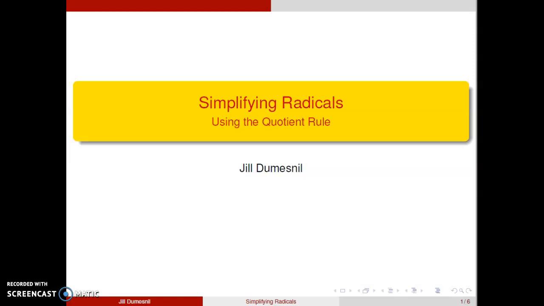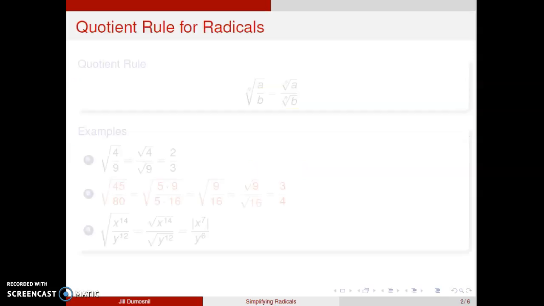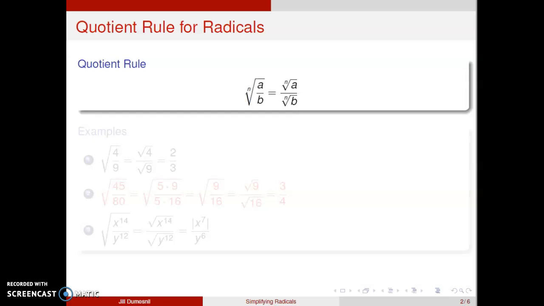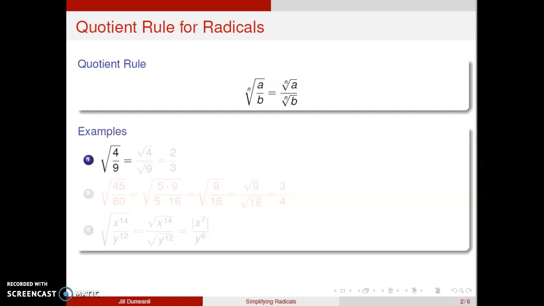Let's now consider the quotient rule for radicals and how it's used to simplify radicals. The quotient rule for radicals says the nth root of a over b equals the nth root of a over the nth root of b. For example, the square root of 4/9 equals the square root of 4 over the square root of 9, which equals 2/3.